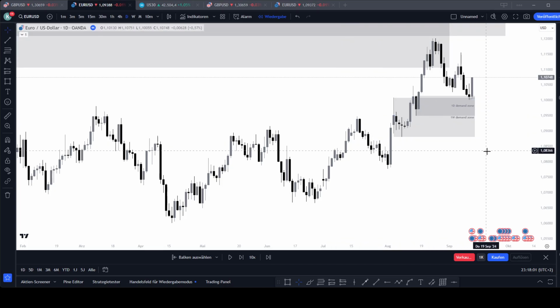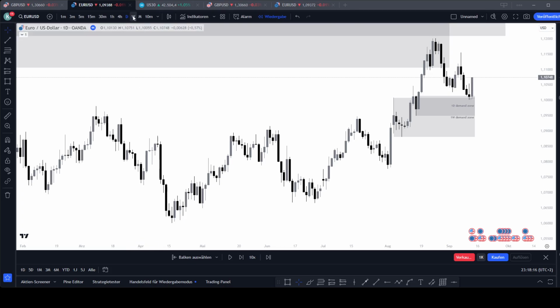So looking at this chart, we have two demand zones. We have a weekly demand zone formed on a weekly candle, and we have a daily demand zone.